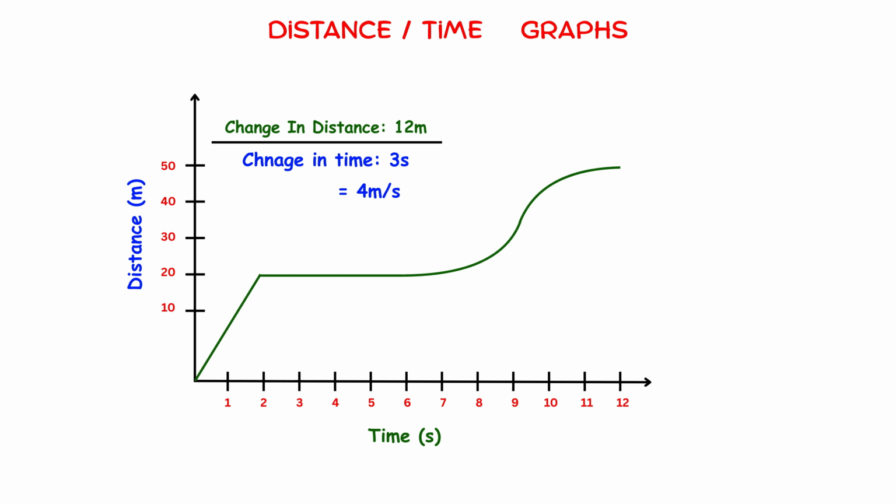To calculate the speed at a specific moment in time, you need to determine the gradient of the graph at that point. If the point lies on a straight line, simply calculate the gradient of that line by dividing the change in distance by the change in time. However, if the point lies on a curve, draw a tangent at that point and then calculate the gradient of the tangent line. That brings us to the end of this explanation.